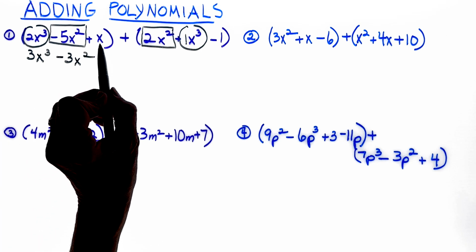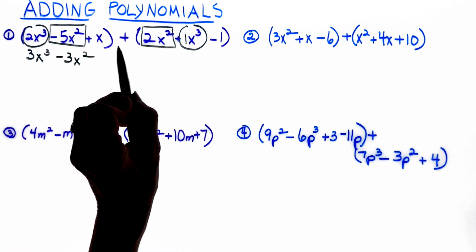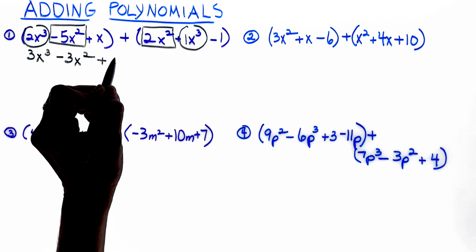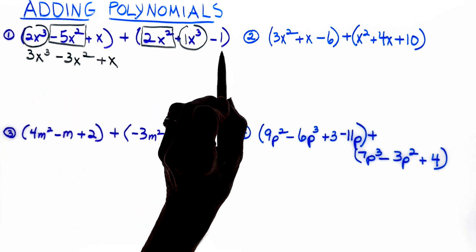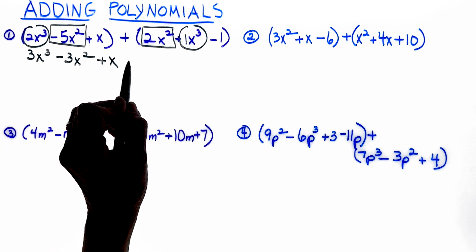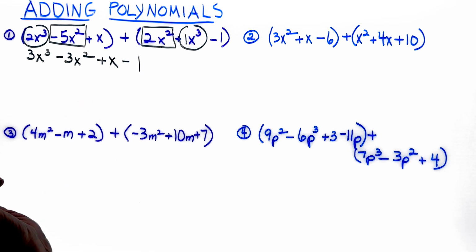I'm looking for an x over here, and I don't see one. So I'm just going to write plus x. And now I'm looking, and I only have one number, so it's minus 1. And that is your final answer in simplest terms.